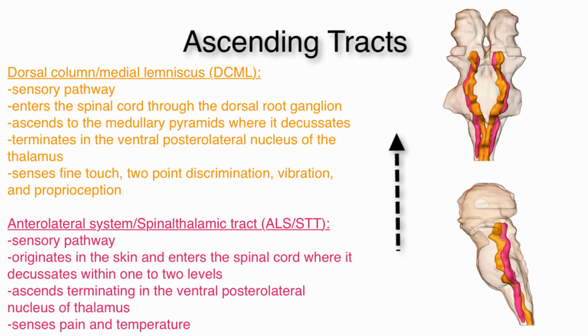The anterolateral system, or spinothalamic tract, is another sensory pathway that originates in the skin and enters the spinal cord, where it decussates within 1 to 2 levels. It also terminates in the ventral posterolateral nucleus of the thalamus and senses pain and temperature.